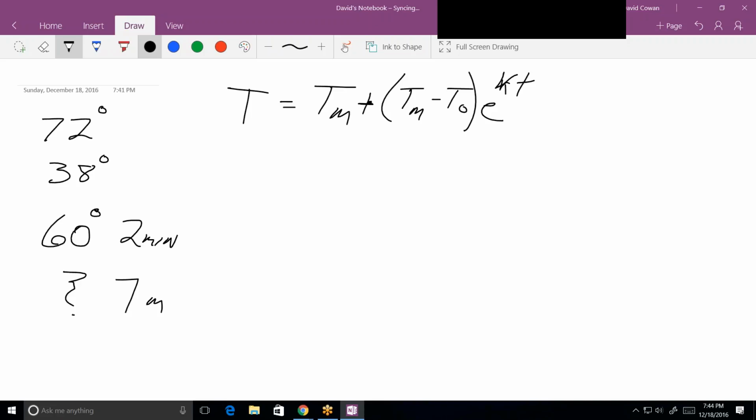Oh, the one other thing, it's the initial temperature minus the temperature of the medium. Oh, I got it backwards? Yeah, inside the parentheses. This is O and this is M? Yes. Okay. Let's see, I'm pretty sure this is on page 600 exactly.